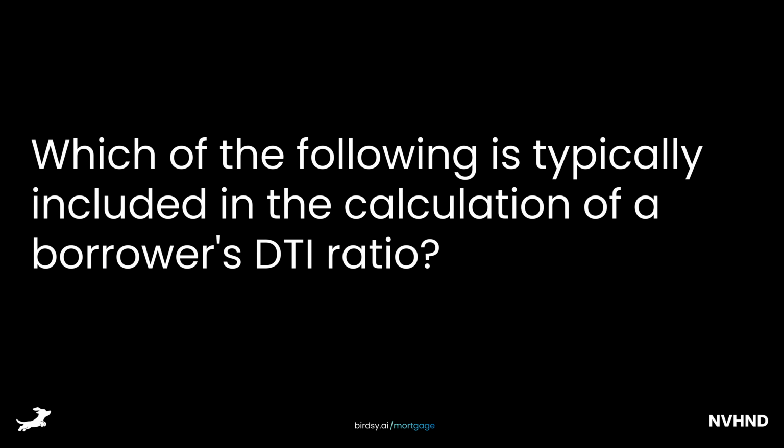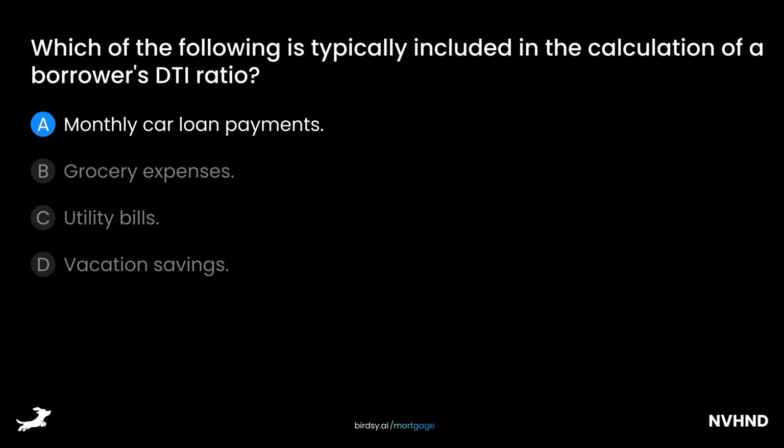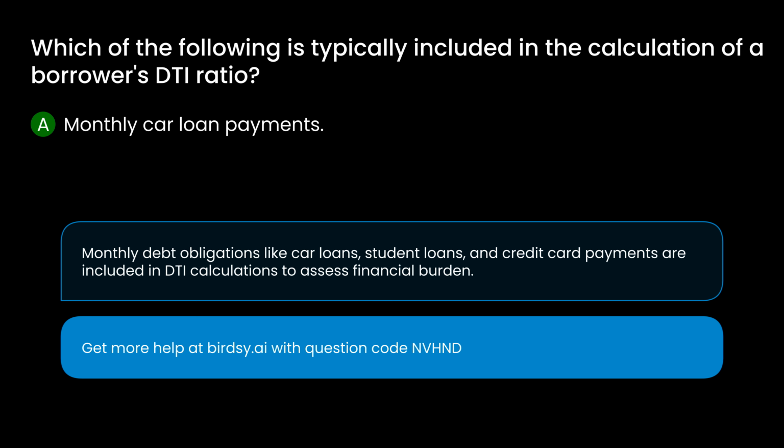Which of the following is typically included in the calculation of a borrower's DTI ratio? Is it A, monthly car loan payments, B, grocery expenses, C, utility bills, or D, vacation savings? The answer is A, monthly car loan payments. Monthly debt obligations like car loans, student loans, and credit card payments are included in DTI calculations to assess financial burden.